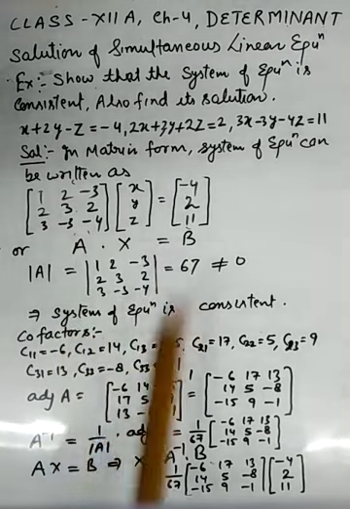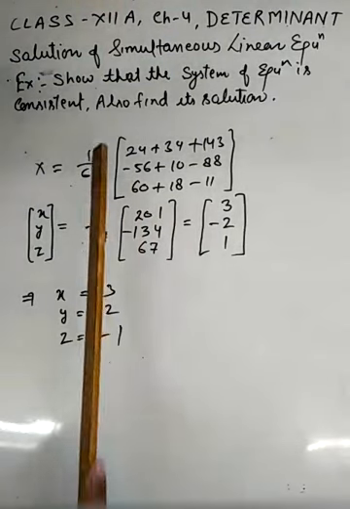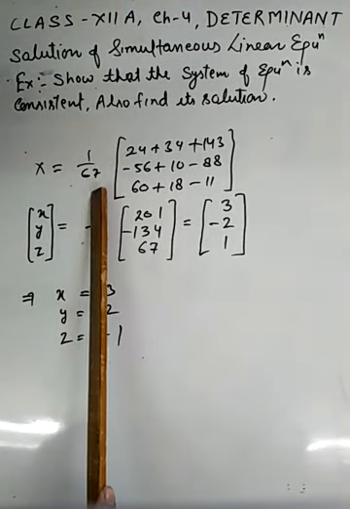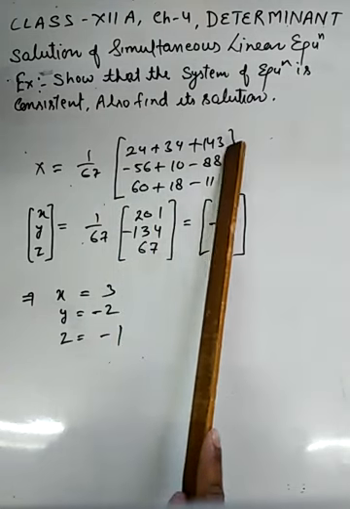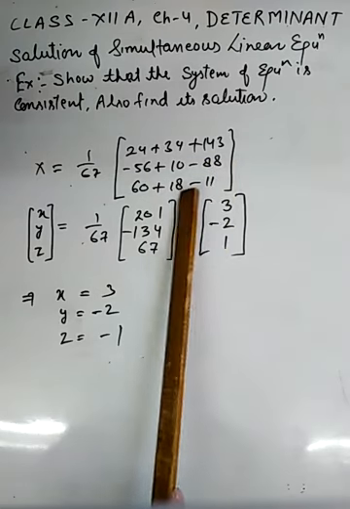As Ax equal to B, when we pre-multiply A inverse on both sides, we get x equal to A inverse B. Put the value of A inverse, 1 upon 67 and this, and B matrix as minus 4, 2, 11. Now we multiply this matrix into this matrix. So when we multiply, we get x equal to 1 by 67 and 24 plus 34 plus 143 in the first row, in the second row minus 56 plus 10 minus 88, and 60 plus 18 minus 11.